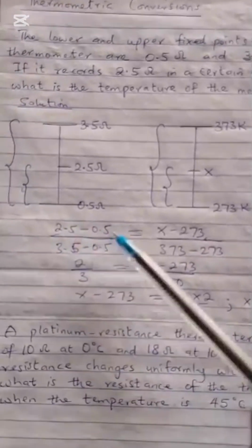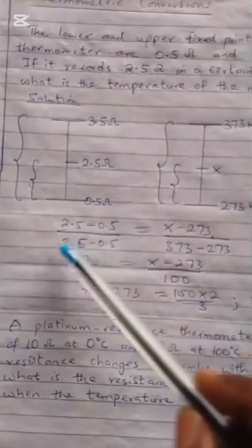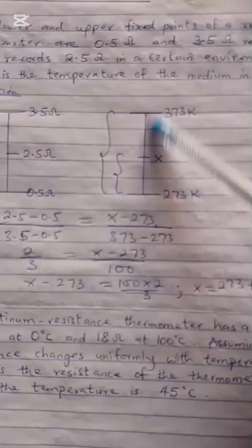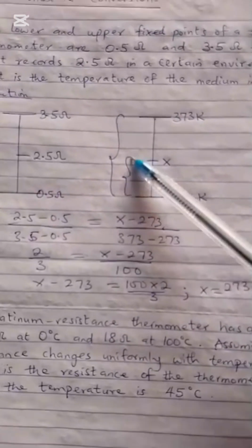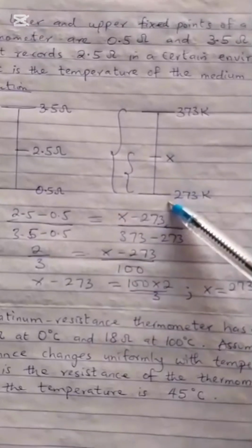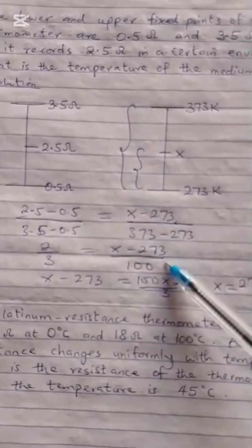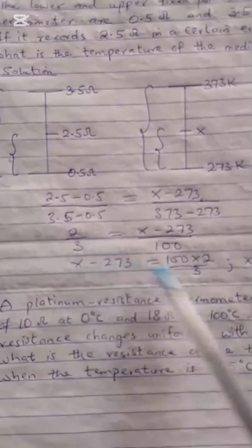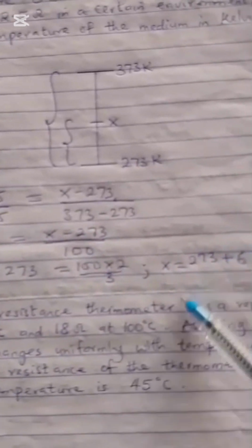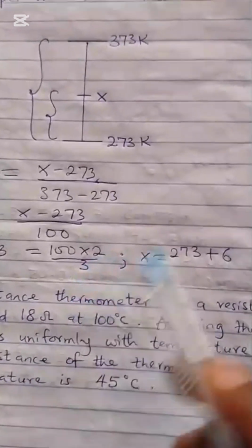All right, so this is what it looks like. The smaller interval, 2.5 minus 0.5, all over the longer interval, 3.5 minus 0.5, equals the same thing on the other scale you are looking for, which is the smaller interval. The smaller interval is x minus 273, all over the longer interval, 373 minus 273. So you reduce it to look for x. So x minus 273, just cross multiply, 100 times 2, all over 3. So we have x minus 273 on the side. If you punch your calculator, we're likely going to get 200 over 3 here.